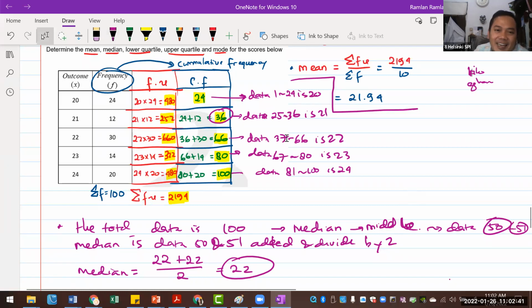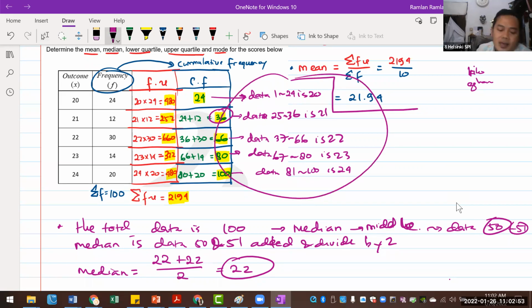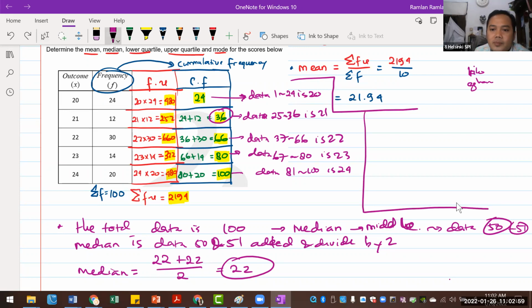Okay, next. The next one is the upper and lower quartile. The lower quartile is quartile 1. So basically, we don't need to do anything with the table again because we have this as our help for determining the quartiles. Okay, so let's go to the quartiles.